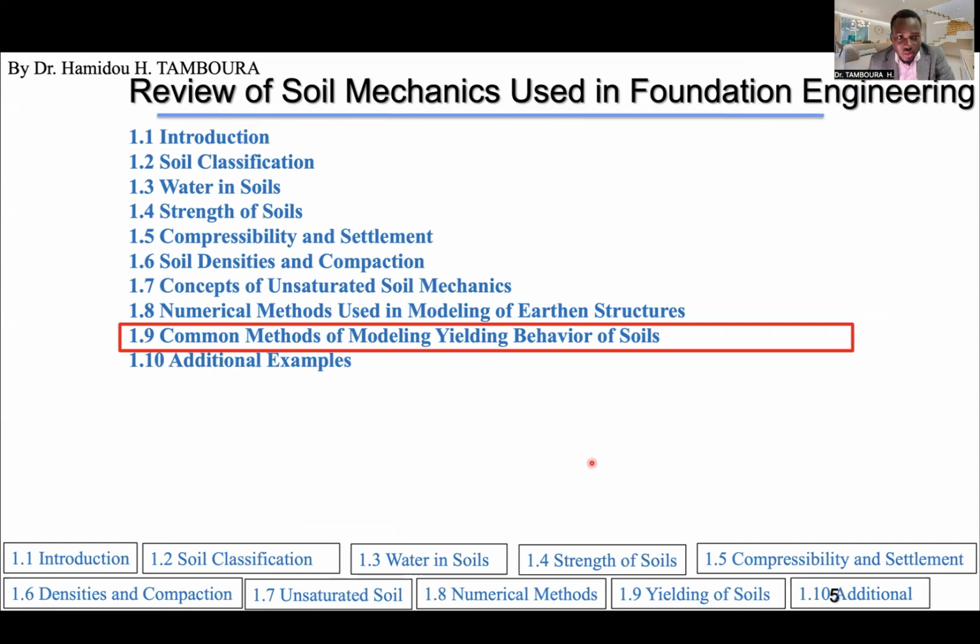So this is the before last point. I think we will do several videos on this point. It's just about laws that are governing the behavior of soil. Okay, common methods of modeling yielding behavior of soil. So these are the laws that are used in software to compute the behavior of a soil.